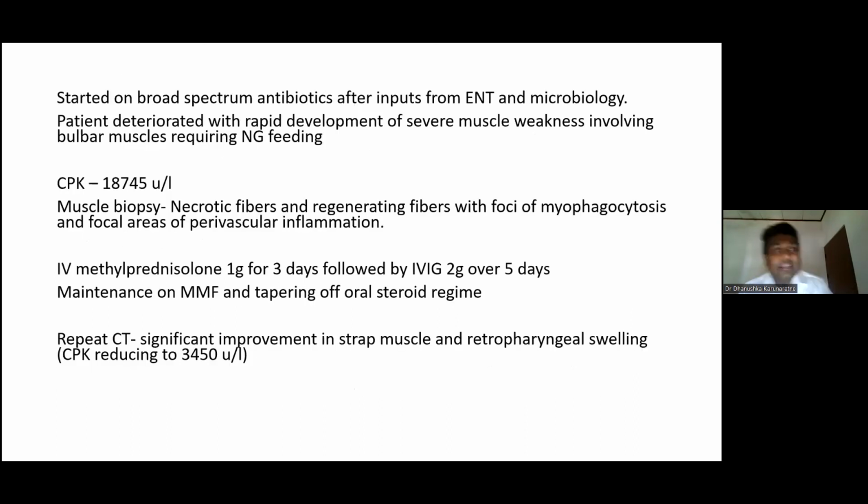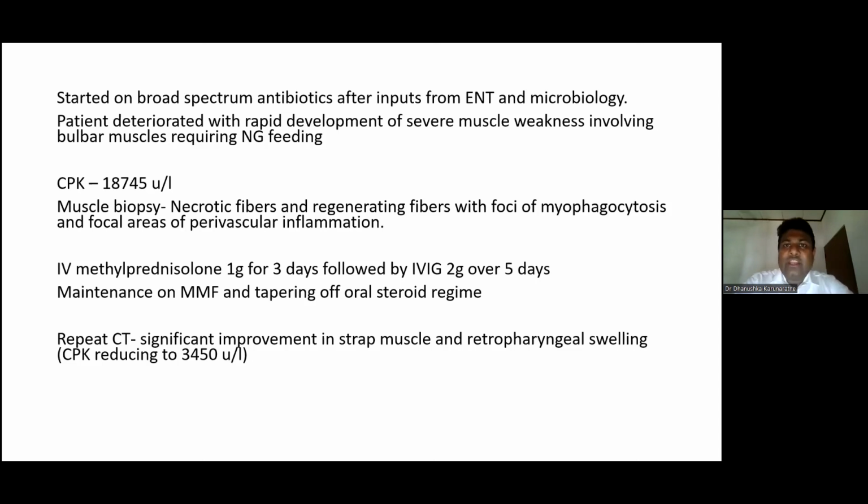And at that point, the ENT surgeons initially thought of infective etiology and started her on a broad spectrum antibiotic, despite which she deteriorated rapidly with new development of severe myalgia and muscle weakness. And bulbar weakness worsened, requiring NG feeding. However, reassuringly, her echocardiogram was normal and she didn't have any myocardial involvement or respiratory muscle involvement.